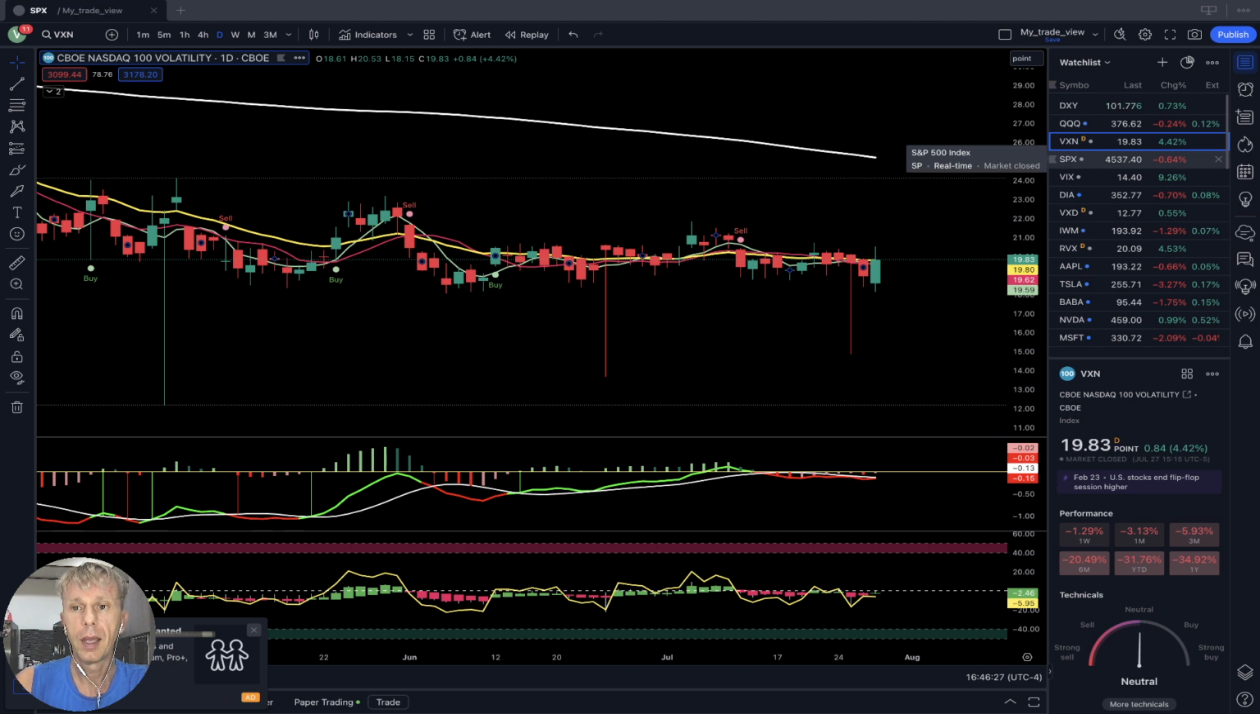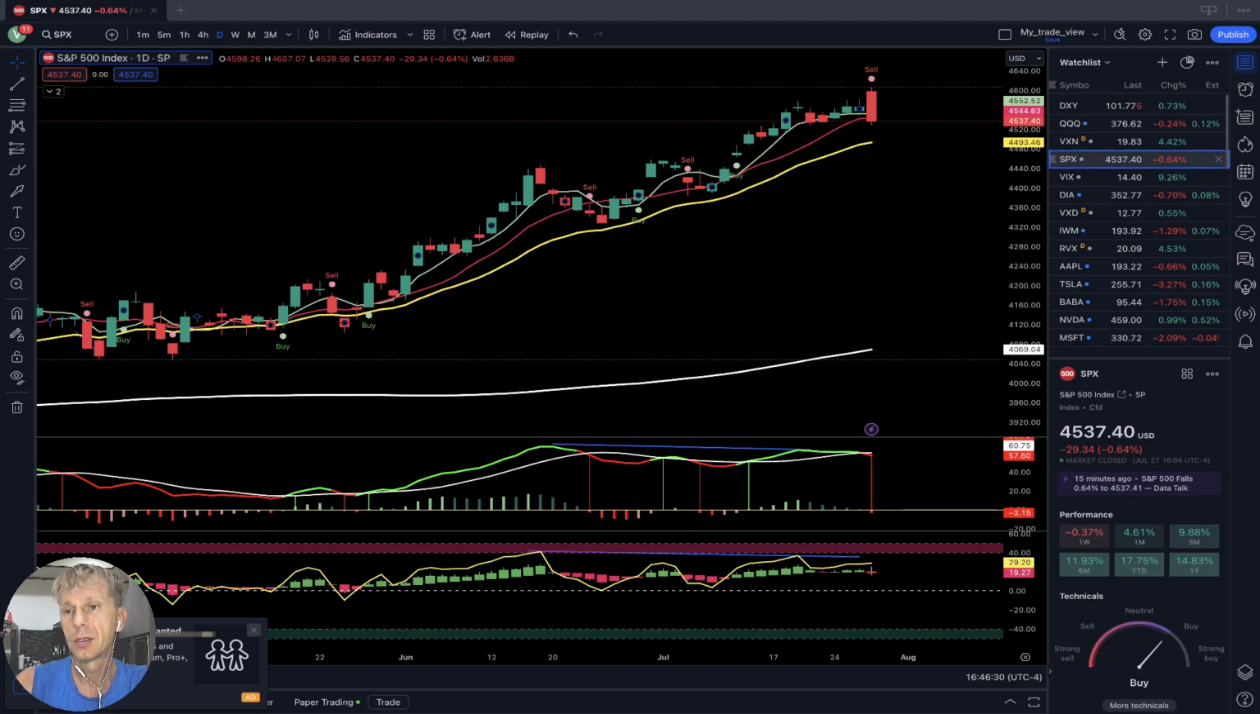SPX minus 0.64%, close to minus three quarters of a percent. Negative bar, same story. It did make a new high, it touched 4,600 and it did sell off, and it closed below MA5 and 10, even closed below yesterday.